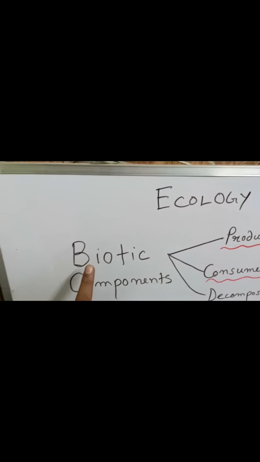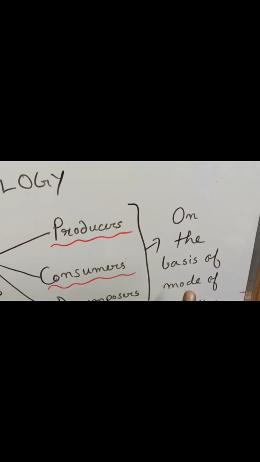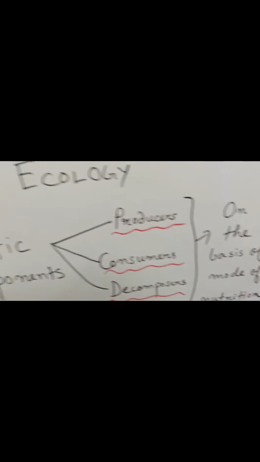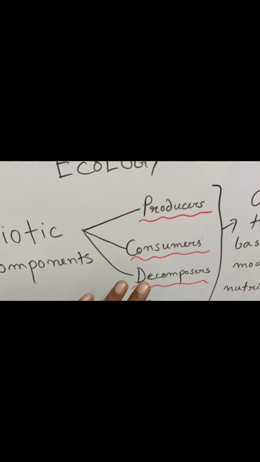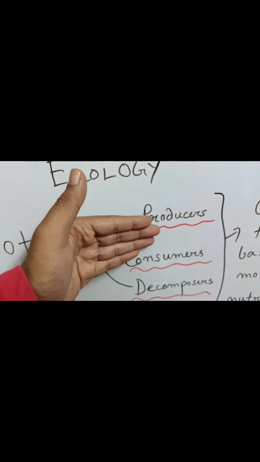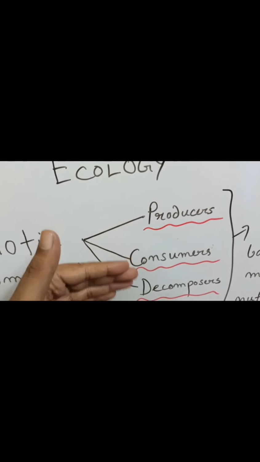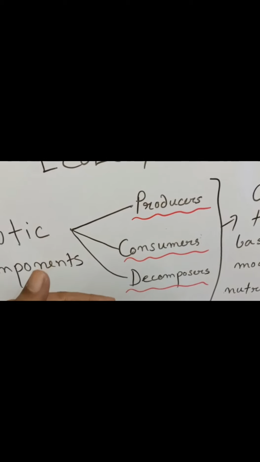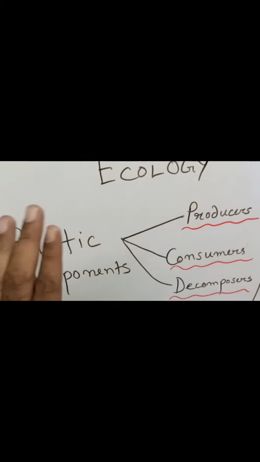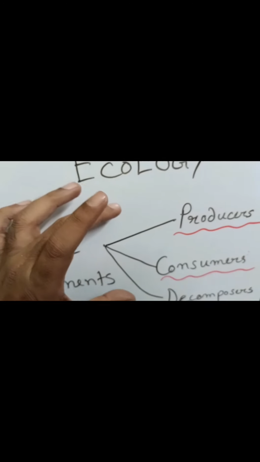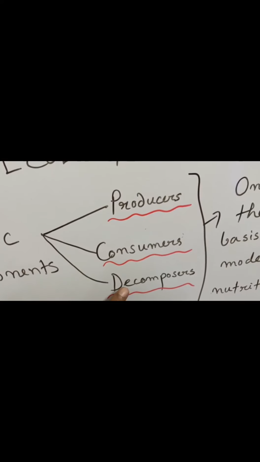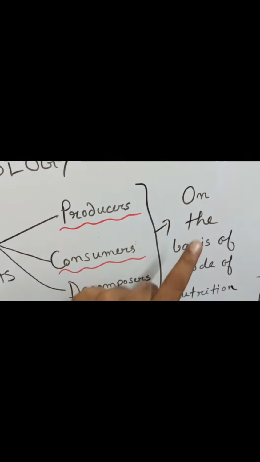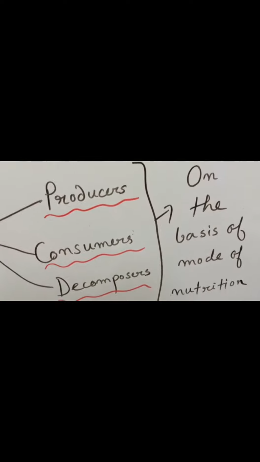So now the biotic components, on the basis of their mode of nutrition, are categorized into three categories: producers, consumers, and decomposers.